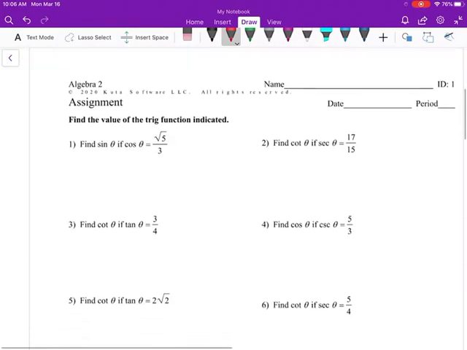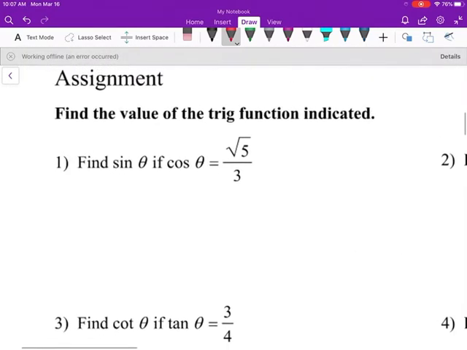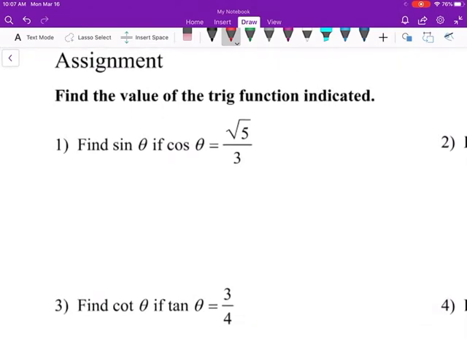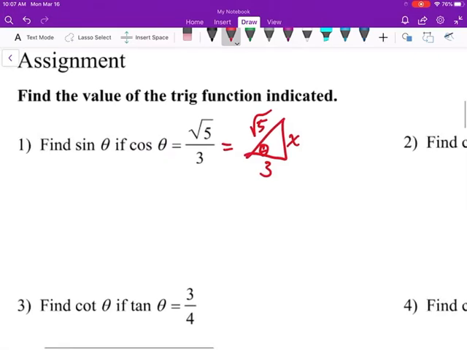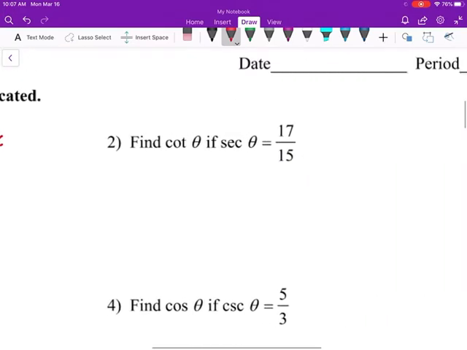So if we look at this, look at number one. It says find sine theta if the cosine theta is the square root of 5 over 3. Now we know already that cosine, if that's theta, is going to be 3 over the square root of 5, right? So that means we would have to find x, which is our sine. Now I'm not going to solve out number one for you because those are things that we've already done. What we're going to do is number two.